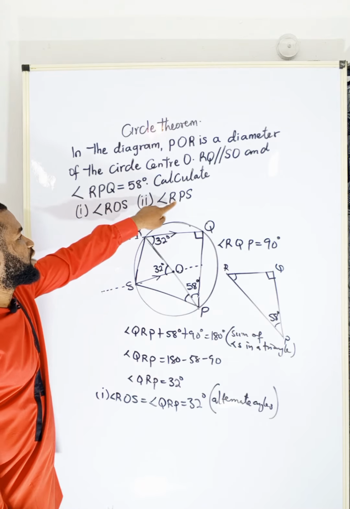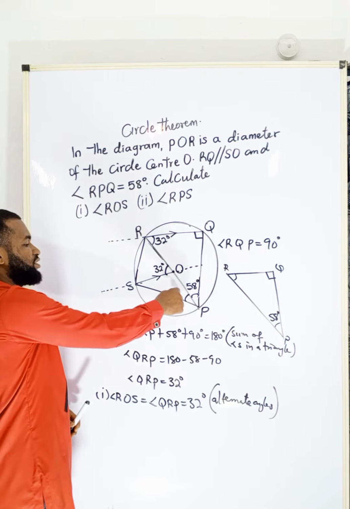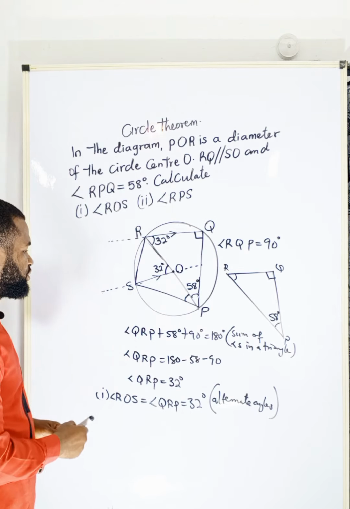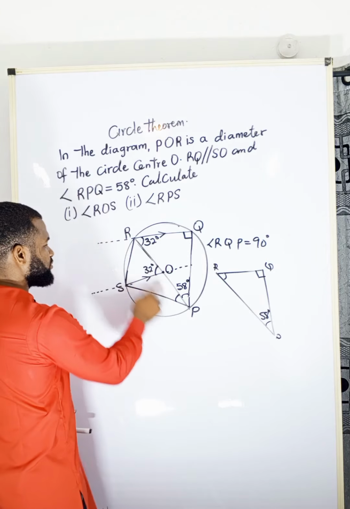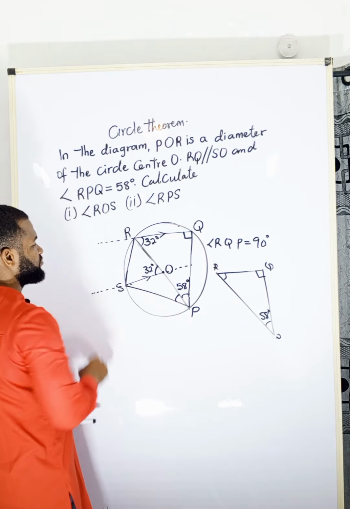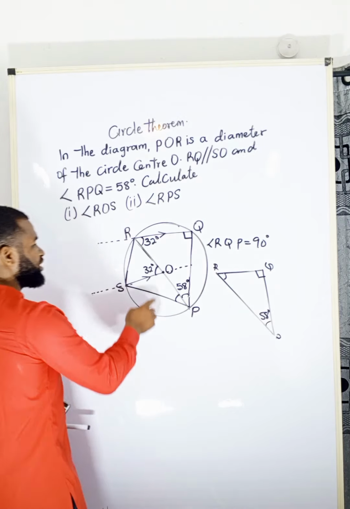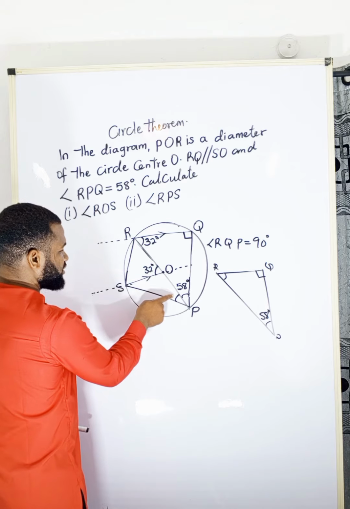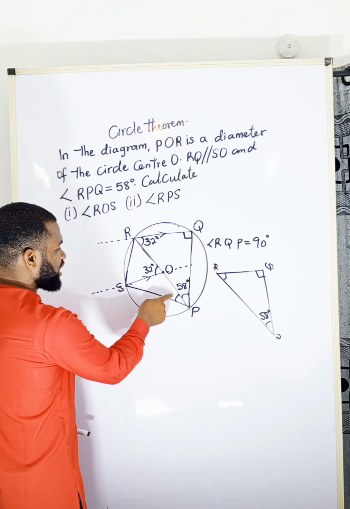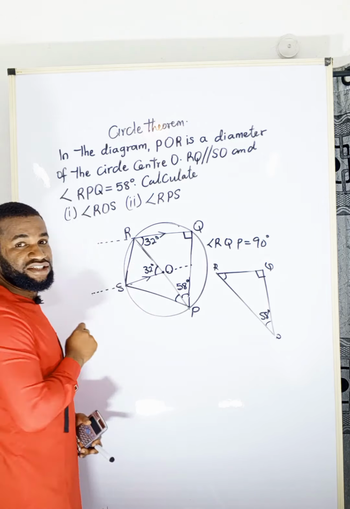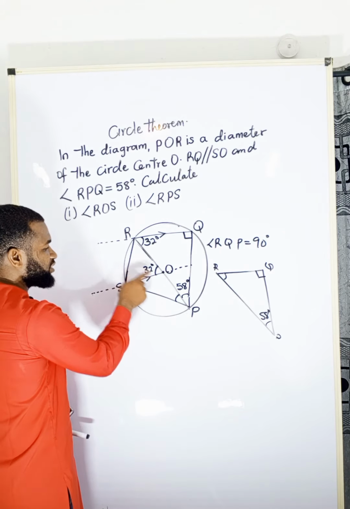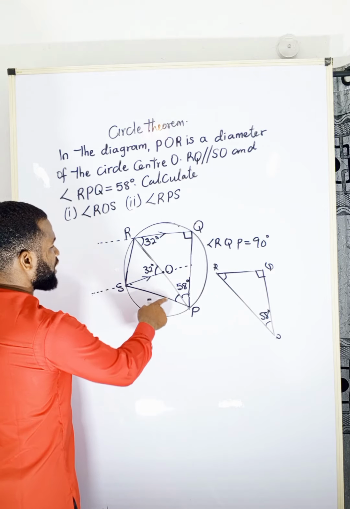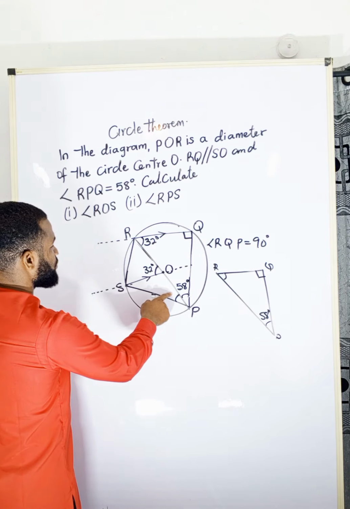I'm going to find RPS. Where is RPS? This place. All right, how do I find it? It's very simple. There are many ways I can do it. I can say, because this is the angle at the center and this is the angle at the circumference, two times the angle at the circumference will give me the angle at the center, or half of the angle at the center can give me the angle at the circumference.